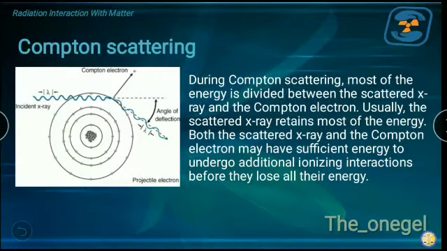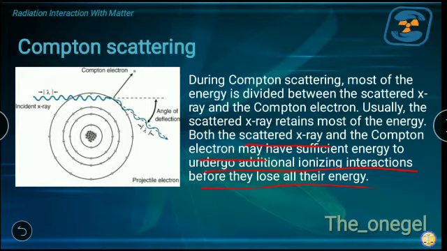During Compton scattering, most of the energy is divided between the scattered X-ray and the Compton electron. Usually, the scattered X-ray retains most of its energy. Both the scattered X-ray and the Compton electron may have sufficient energy to undergo additional ionizing interactions before they lose their energy. As they say, both are still looking for others.